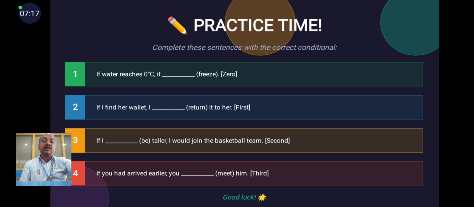Let's discuss the third sentence, that is a second condition. If I ___ taller, I would join the basketball team. So the correct answer is "were": if I were taller, I would join the basketball team. The fourth is the third condition. If you had arrived earlier, you would have met him. That's the right answer.